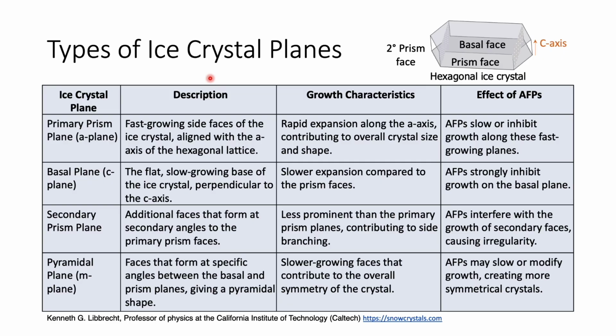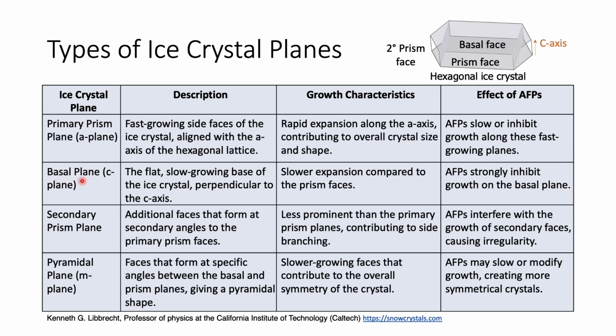These are some fundamental things we need to know before we get into the different types of ice crystal planes and how ice crystal formation is prevented by AFPs. When we study the mechanism, we need to know this basic information. There are four major things we will be looking at. One is the primary prism plane, the one facing towards the person. If this is the hexagonal ice crystal shape, the one on the side here is called the prism phase. So this is the primary prism plane or the alpha plane.